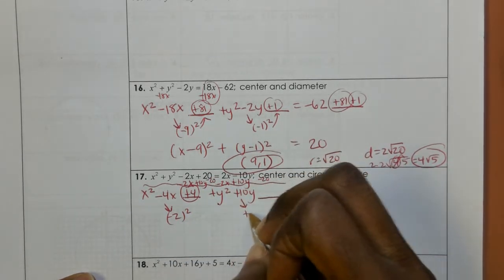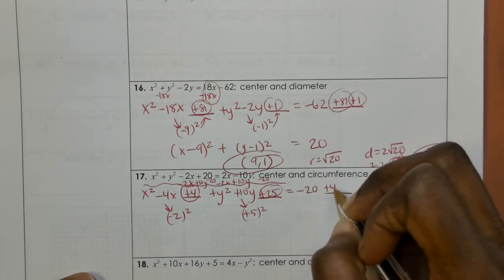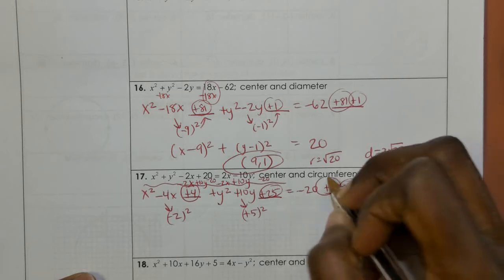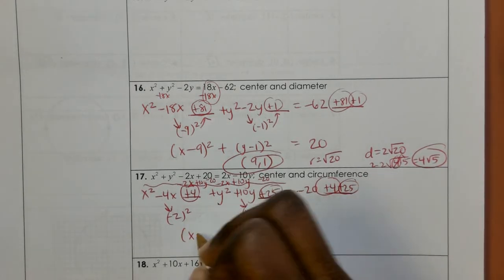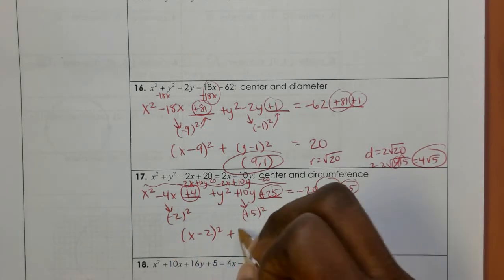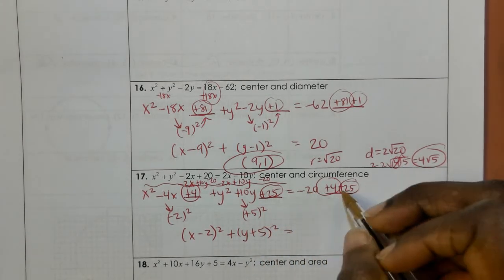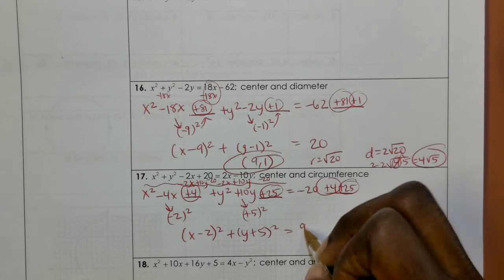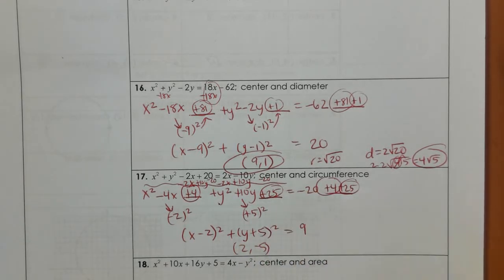I take half of this, and I want to square it, so I'll be adding 25. So I have to add 4 and 25 on this side as well to keep it balanced. Okay, so it's going to become x minus 2 squared. Whatever this is, that's going to be in your parentheses, and y plus 5 squared. And then negative 20 plus 29 is just going to give me 9. So the center would be 2, negative 5, and the radius would be 3.